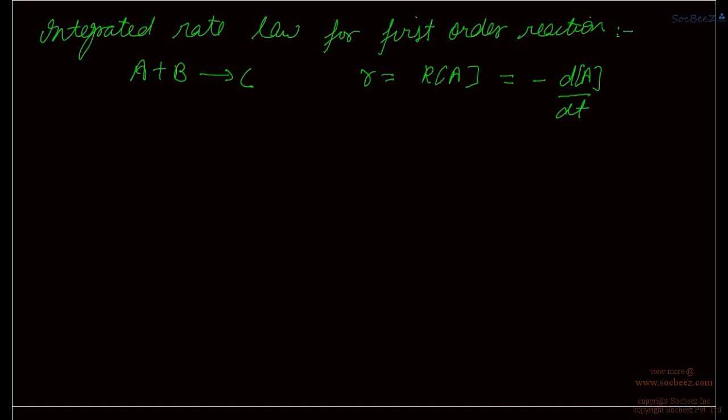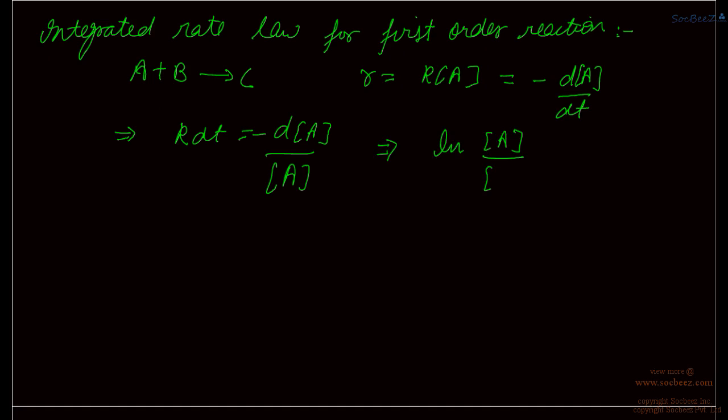If we simplify this further, we get K into dt equals minus dA upon A. Simplifying it further, we get an expression: ln of A naught, that is the initial concentration of A, upon the concentration of A at time t equals kt. So, this is the expression for first order reactions. This is known as the integrated rate law.